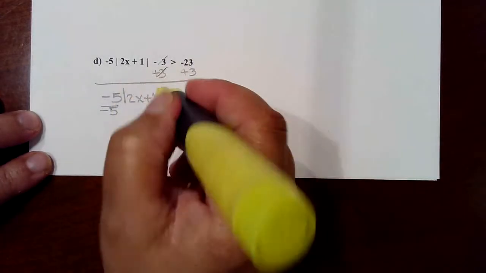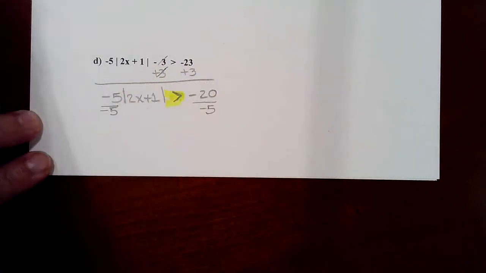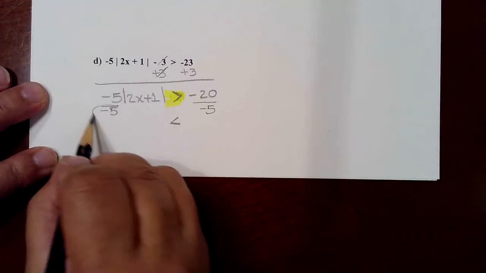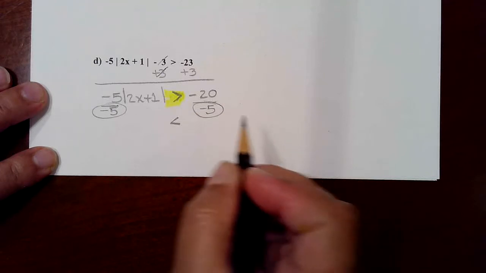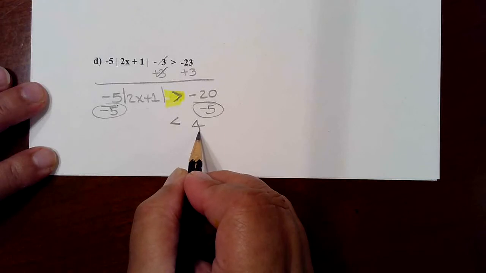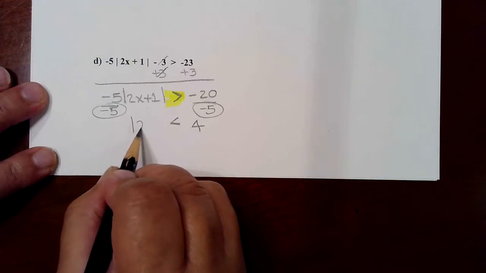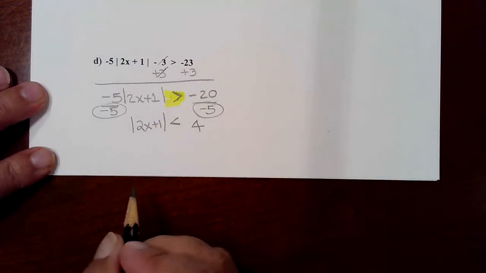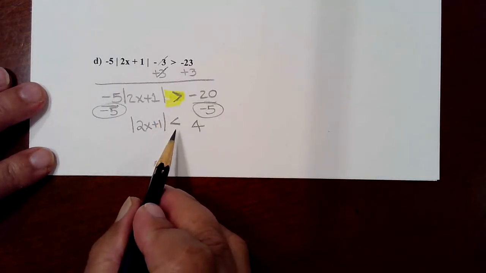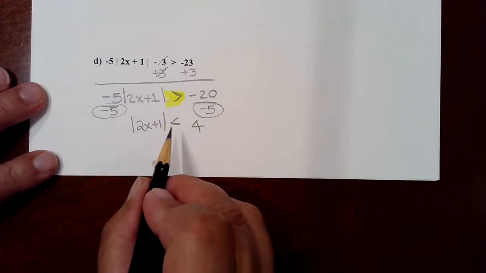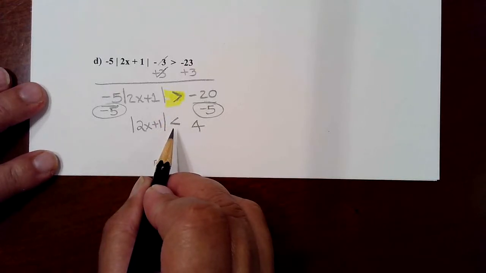So this is going to change from a greater than symbol to a less than symbol, because of this division by a negative. Negative 20 divided by negative 5 is a 4 on the right-hand side, and you have just the absolute value on the left-hand side. Now you know for sure that this is a less than case, because that decision is made only once you get the absolute value bars by themselves. So this is the in-betweenness case that we solved up in part A.